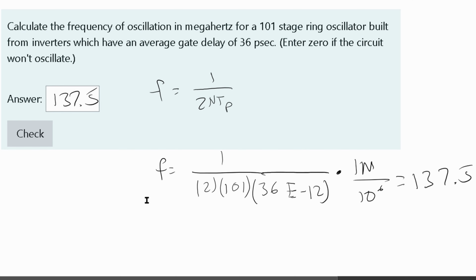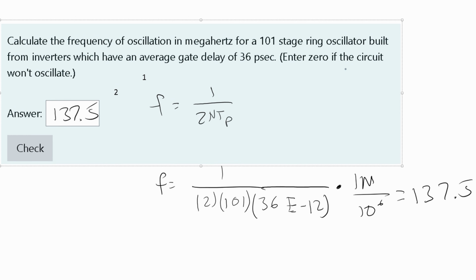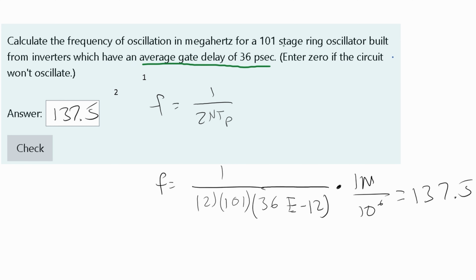So that is kind of like step 2. All of this is like step 2. And the reason why I say this is because the first thing, step 1, should be looking at the average gate delay of 36 picoseconds. The reason why I say this is kind of like a step 1 is because this determines the average gate delay. I found it determines, I'm not 100% sure, but average gate delay of 36 picoseconds determines if our circuit oscillates or if our circuit is 0, if it won't oscillate.